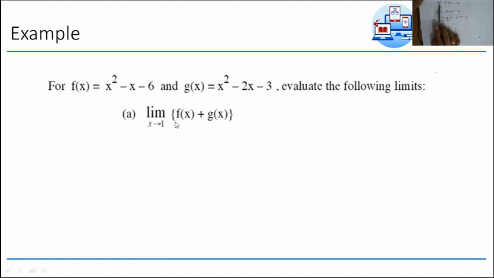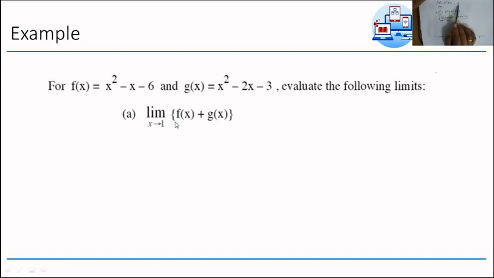So, function of x is equal to x squared minus x minus 6 as x approaches 1. So, if we're going to substitute that, 1 squared is 1. Minus 1 is 0. So, 1 minus 1 is 0, minus 6. The answer is negative 6. Sa g of x po naman natin, as x approaches 1, so we have x squared minus 2x minus 3. 1 squared is 1. Minus 2 times 1 is 2. 1 minus 2 is negative 1. Minus 3, the answer is negative 4.